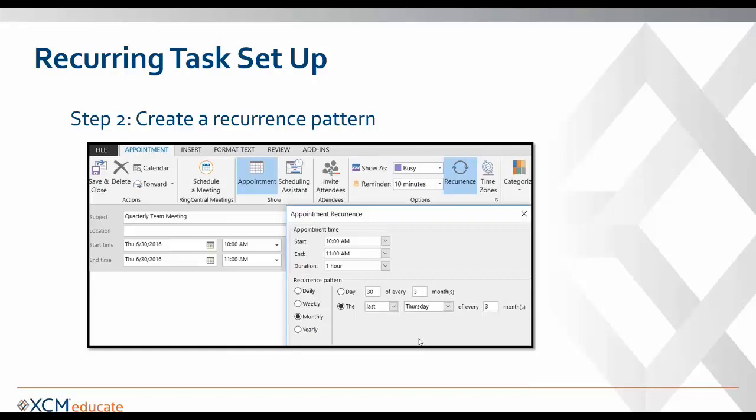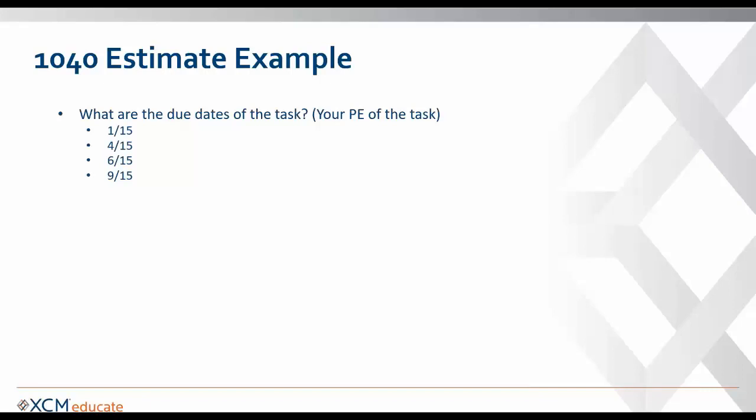The difference between an Outlook calendar entry recurrence and an XCM recurring task is that when you create your calendar entry, you're able to see it on June 30th. You're able to see it 3 months later on that Thursday that you wanted to have it. So you have that confidence that it's been set up, it's on everybody's calendar, and you can see it. In XCM, you don't have that visibility right away until it gets pushed out.